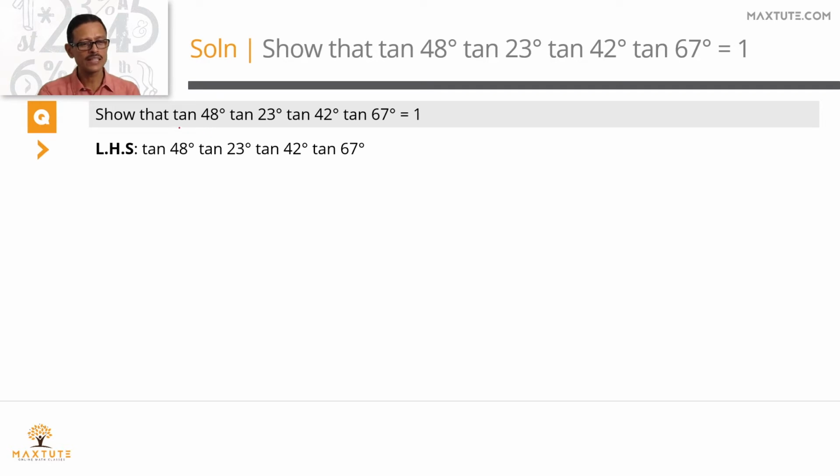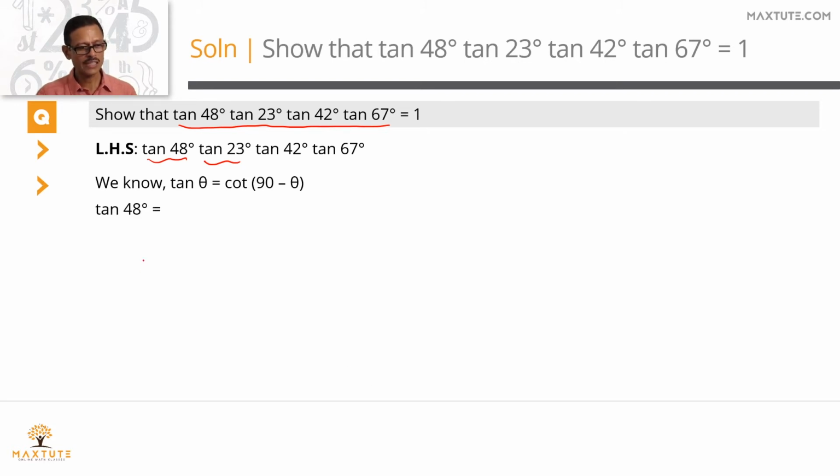We need to prove that this expression, the product of these four values, is equal to 1. Tan 48 into tan 23 into tan 42 into tan 67. Let's start with the LHS. Tan theta in terms of complementary ratios of angles will be equal to cot of 90 minus theta. So we're going to be finding out the equivalent of these two in terms of cot. So tan 48 is actually going to be equal to cot of 90 minus 48. Cot of 90 minus 48 is equal to cot 42.